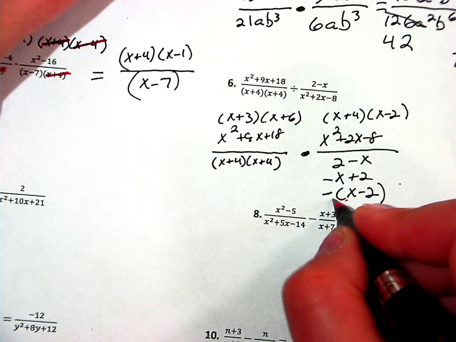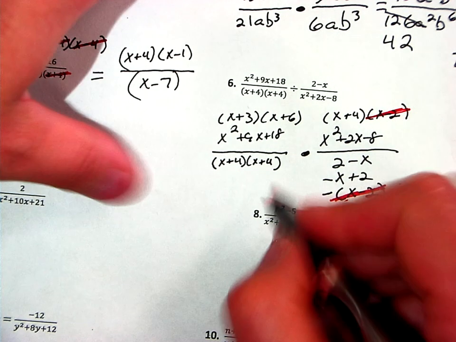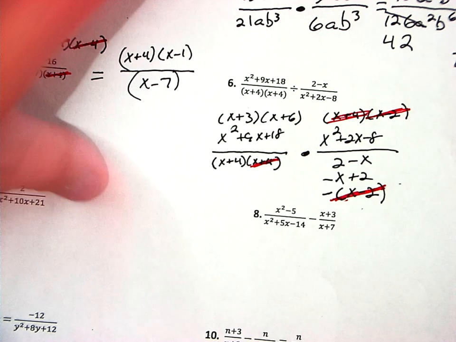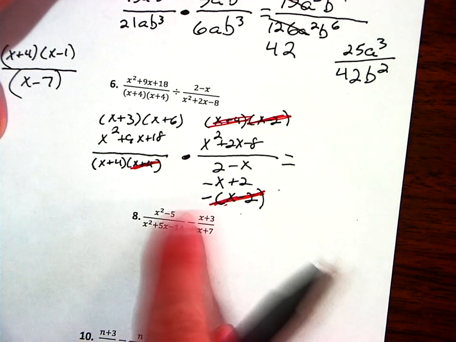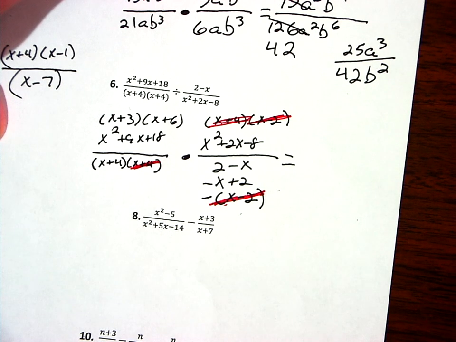Yep. So now cancel out what you can. I have an x plus 4 and an x plus 4. Is that it? Is that all I can cancel out? Was that a negative x plus 2? Well, the negative was in front. Parentheses x minus 2. I'll get there. Slow your roll, Jackson. You're too advanced right now.